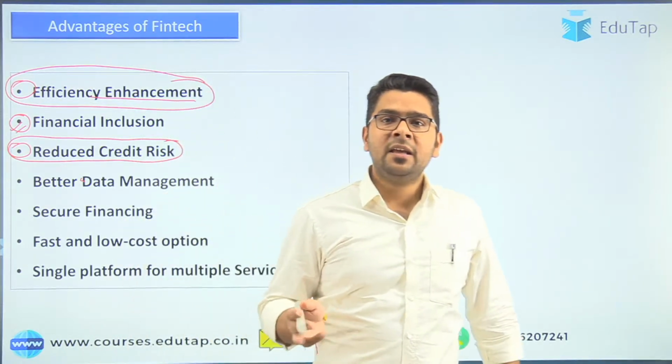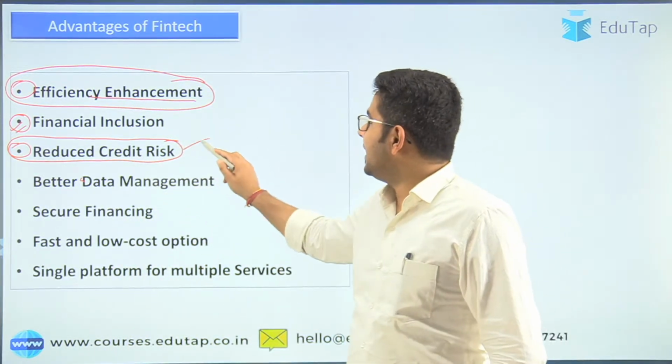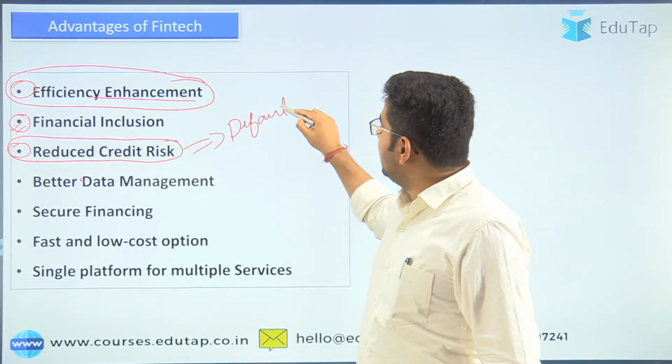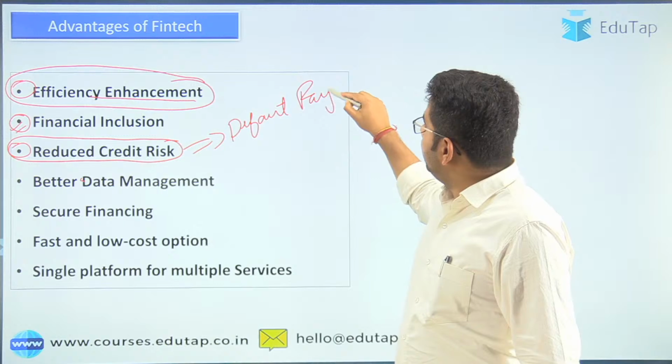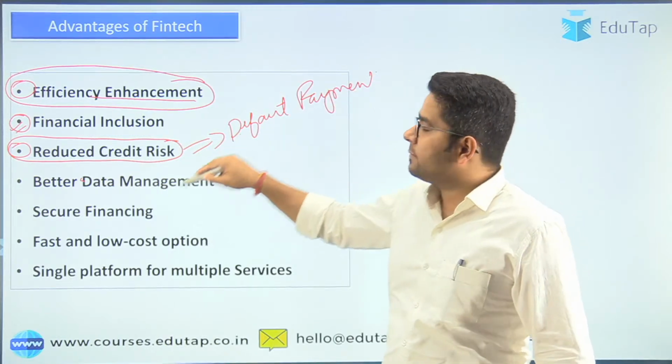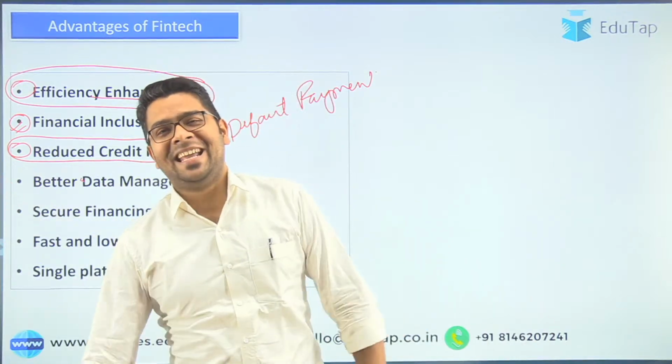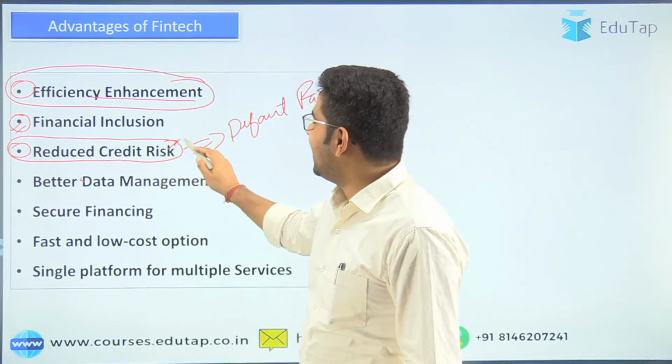Credit risk is nothing but the risk that arises due to the default of payment. If any of the party refuses to make the payment, suppose a bank has given a loan and I said no, I cannot pay. So that is the credit risk.